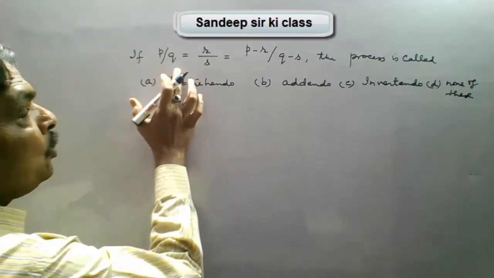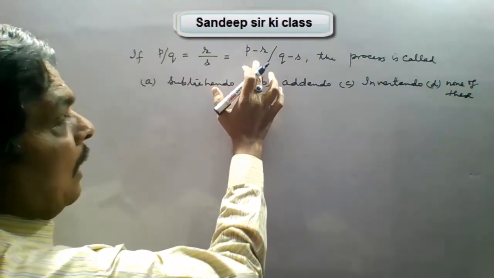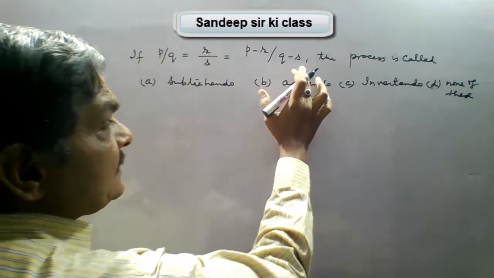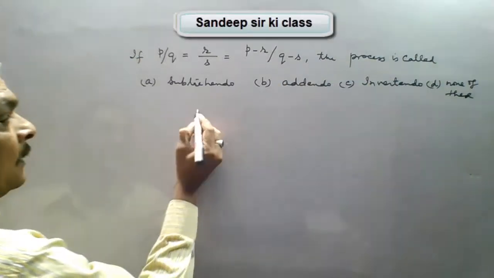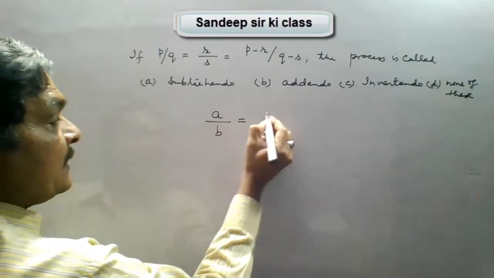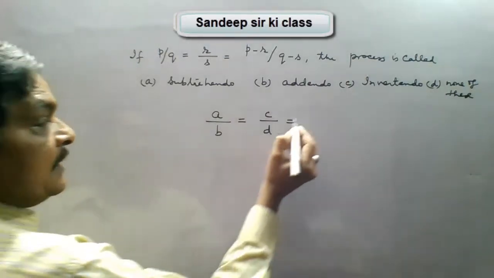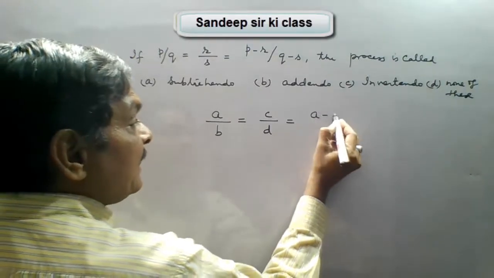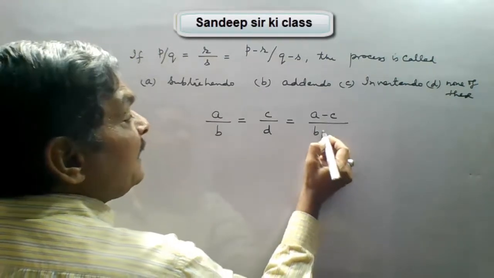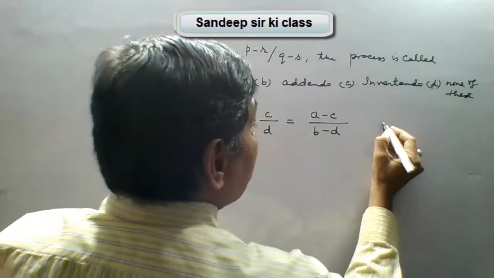If P upon Q is equal to R upon S is equal to P minus R upon Q minus S, the process is called what? Now we know that if A upon B is equal to C upon D, then each ratio is equal to A minus C upon B minus D, and this is called subtrahendo.